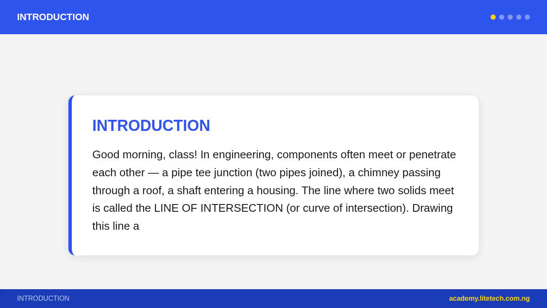Drawing this line accurately is essential for manufacturing welded joints, calculating material quantities, and cutting pipes and ducts at the correct angles. WAEC technical drawing tests the intersection of simple solids, typically a cylinder intersecting another cylinder, a cylinder intersecting a prism, or a prism intersecting a prism. Today we study the principles and the basic case.